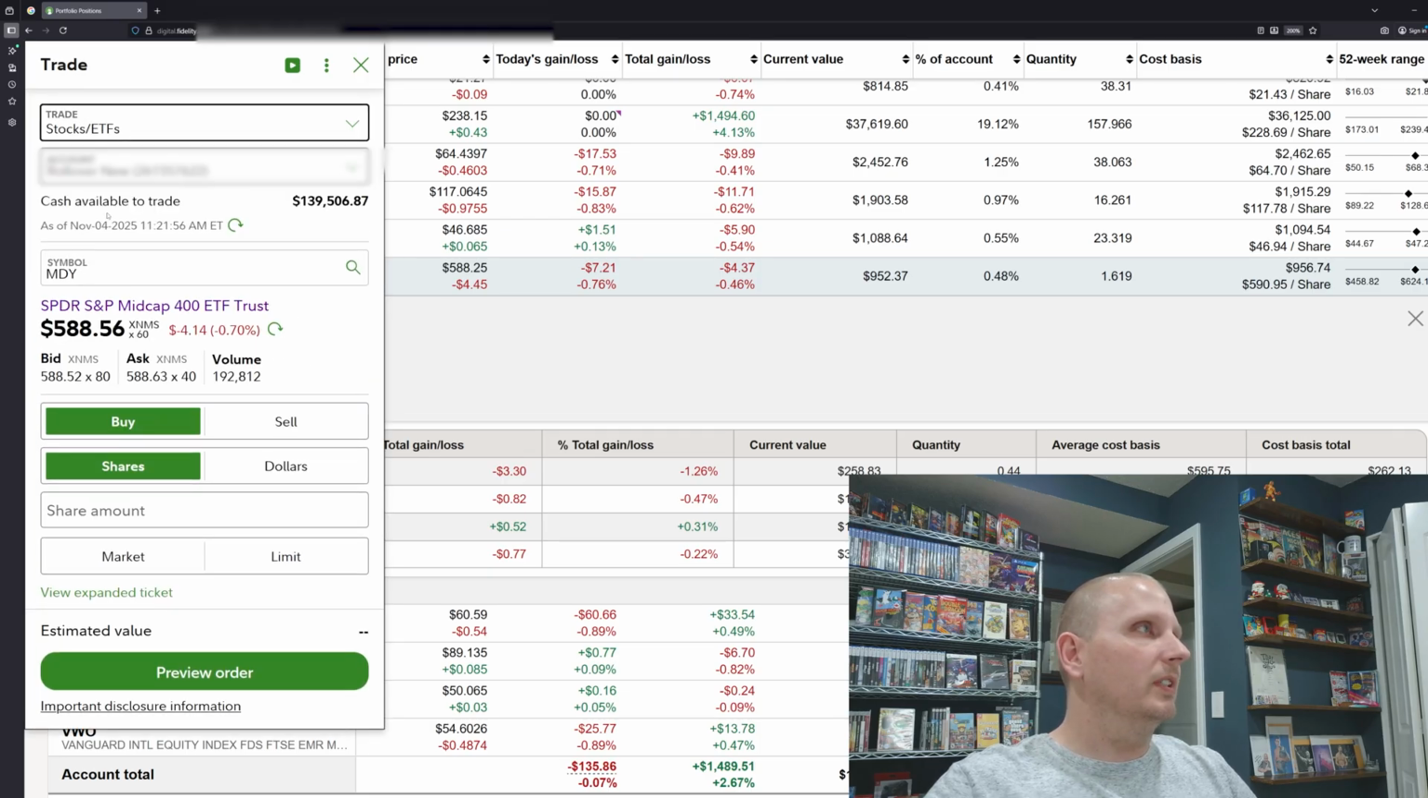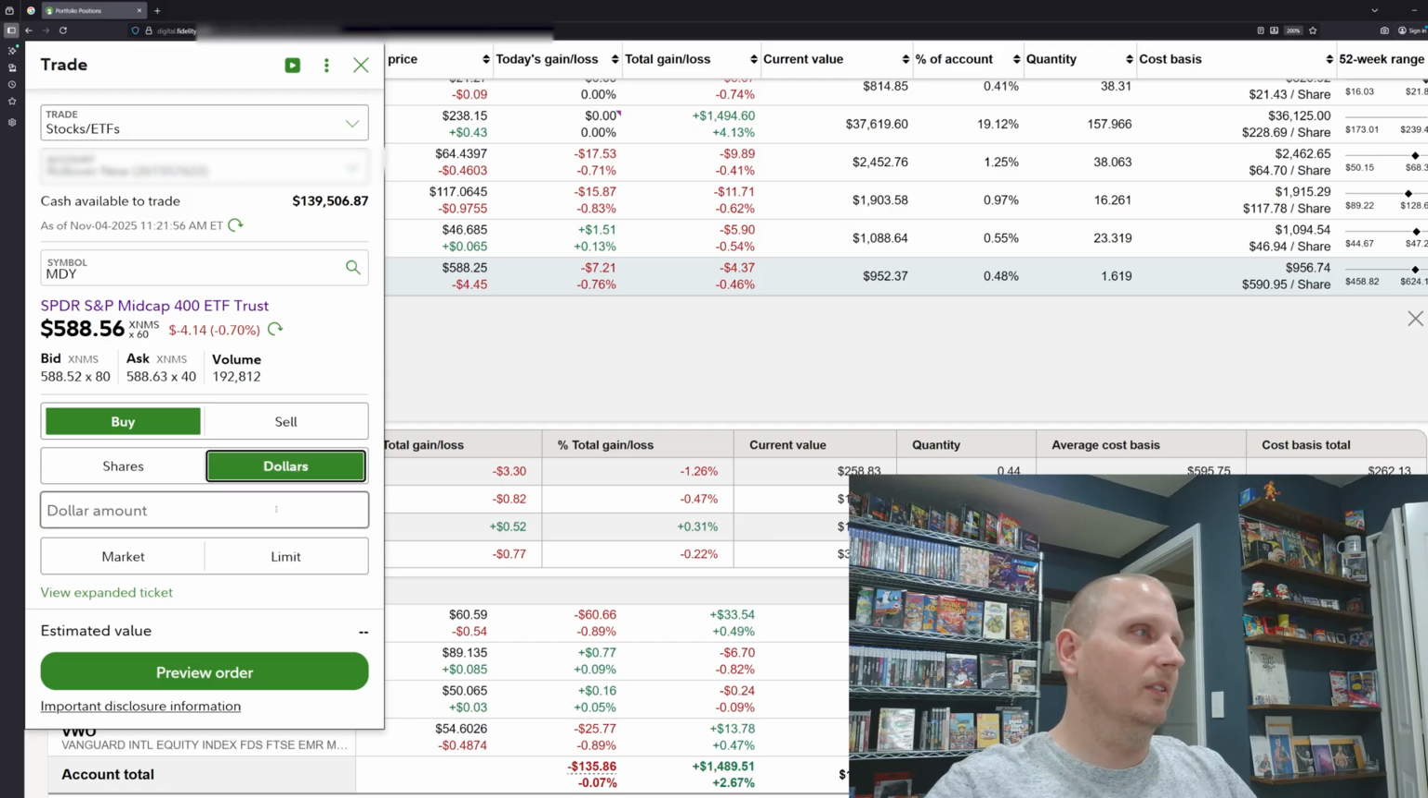In my new rollover account, you can see what symbol I'm buying, MDY. And you have a buy or sell. Self-explanatory. I don't want to buy a number of shares. I want to go by how many dollars I want to spend. So I want $175 worth. You can see this is 588 bucks. You don't have to have that. If you want, you can buy as little or as much as you want.